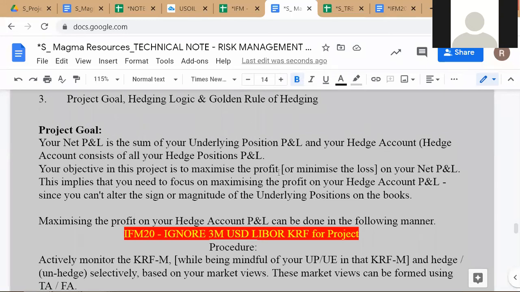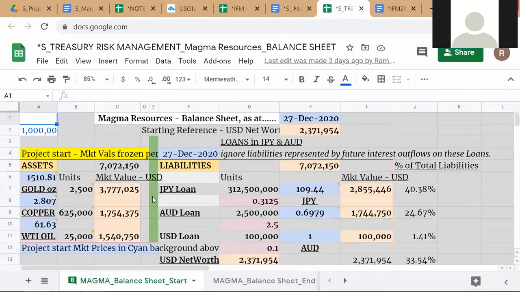Here, when you read this, you'll understand. Your net PNL is UP PNL plus HP PNL. You have to maximize the profit or minimize loss on net PNL. Now, unfortunately, the two parts of the net P&L, UP and HP. Now you can't do anything about the underlying position P&L.